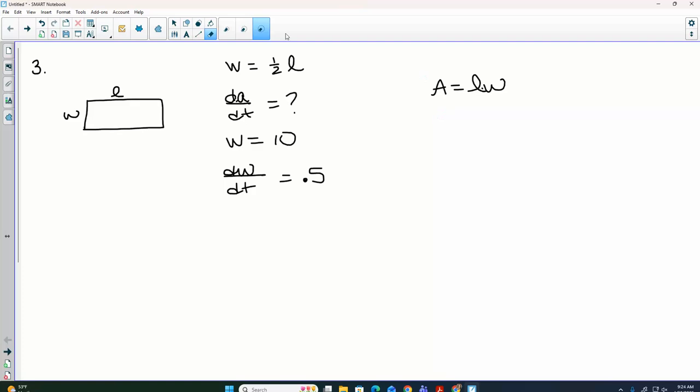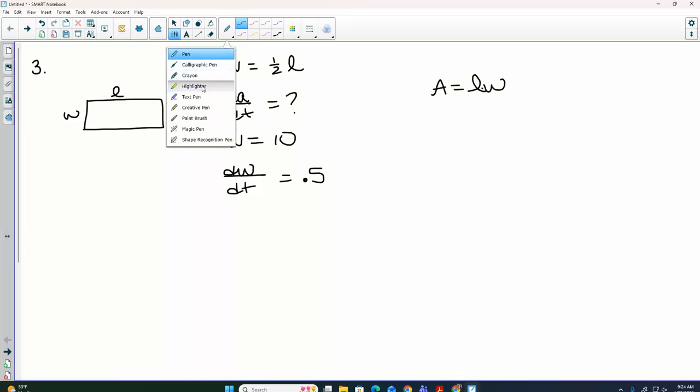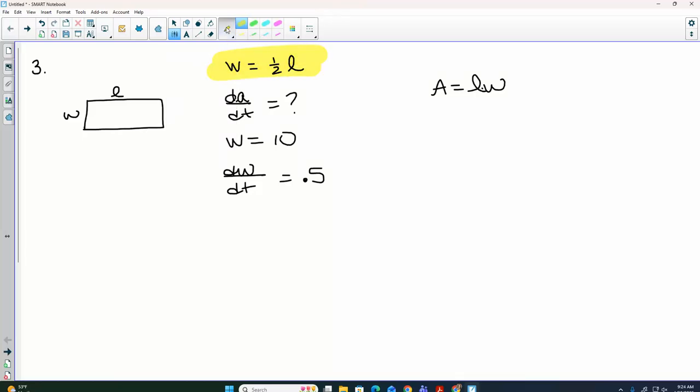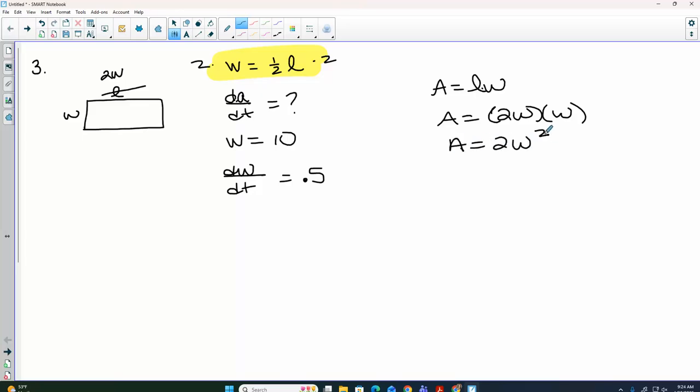And that's where this other piece of information comes in. I already told you that the width is half the length. So what that means is my length would be 2 times the width. You agree with that if I just multiply my 2 on each side? So now my area becomes 2w times w, or 2w squared.